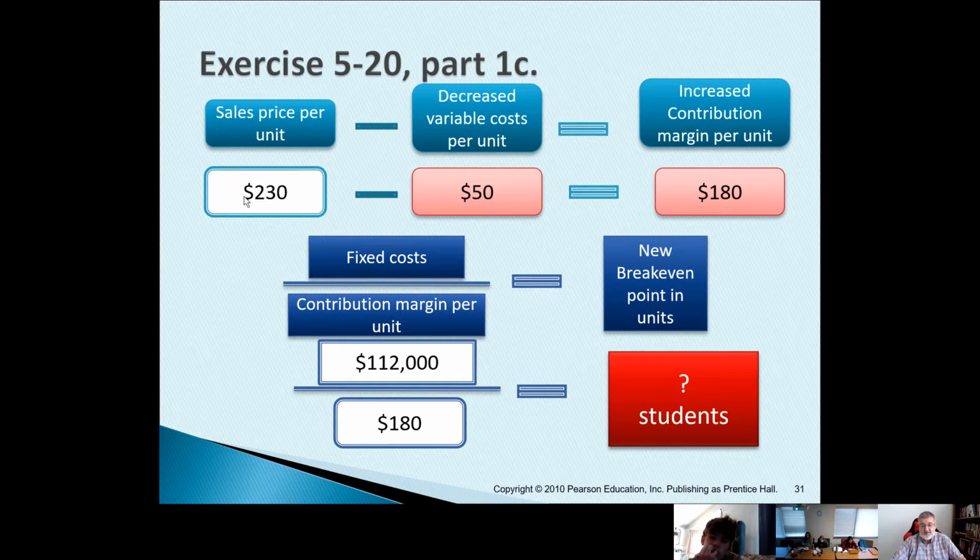So on the sales price, whichever way your sales price goes, the break-even point's going to go the opposite. On your cost, whether it's variable cost or fixed cost, whatever direction the cost goes, the break-even point goes the same way. If cost goes down, the break-even goes down. Cost goes up, the break-even goes up.